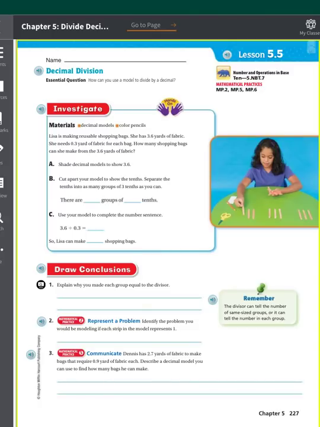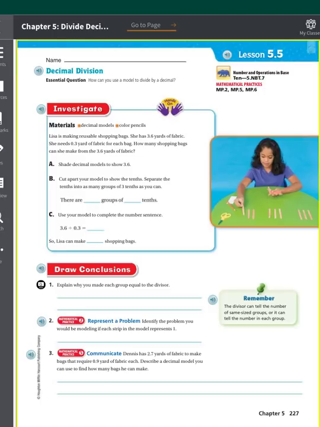Today we're going to do chapter 5.5. Essential question: how can you use a model to divide by a decimal? So today, if you need to use the base 10 blocks, we will have those available for you.